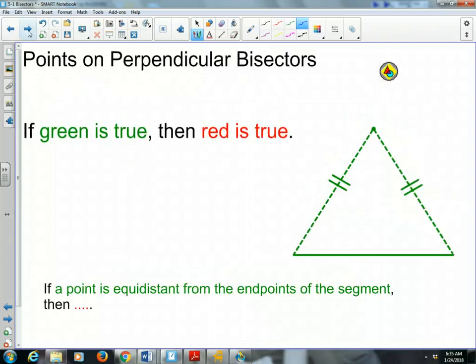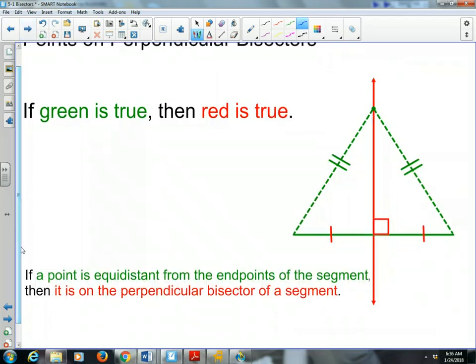The converse is also true. So the converse is, if a point is equidistant from the endpoints of the segment, then this point right here is on the perpendicular bisector. So that's what this next statement is going to be right here. Please write this down in your notes. If a point is equidistant from the endpoints, which this point is, so it's just the converse of the first one, then it is on the perpendicular bisector of the segment. So that's our first point of this perpendicular bisector lesson.